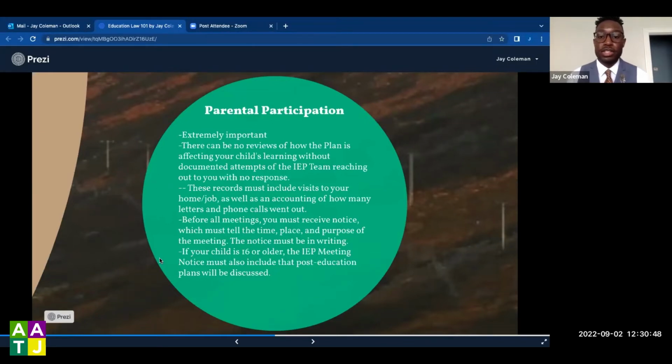So these records must include visits to your home or job, which I just told you all about, as well as an accounting of how many letters and phone calls went out. So they're going to say, we called you 5 times and you didn't come to the meeting. So it's pretty much, they had to decide for your child because you didn't come or you didn't say why you couldn't come.